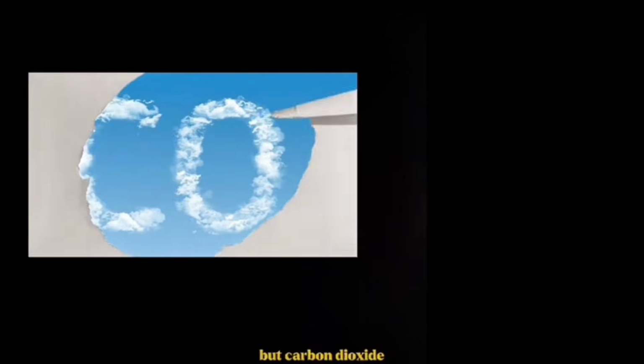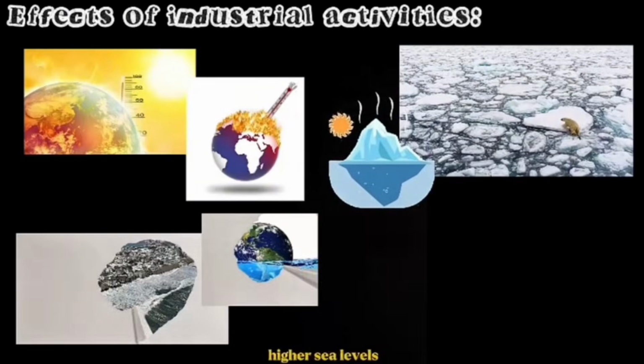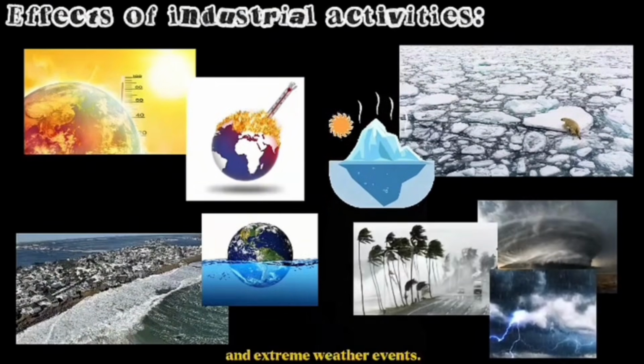Parts per million is a way to measure very small amounts in a large mixture. In this case, it means that 420 out of 1 million air molecules are carbon dioxide. This may seem small, but carbon dioxide traps heat in the air and makes the earth warmer. The effects of industrial activities include rising global temperatures, melting ice caps, higher sea levels, and extreme weather events.